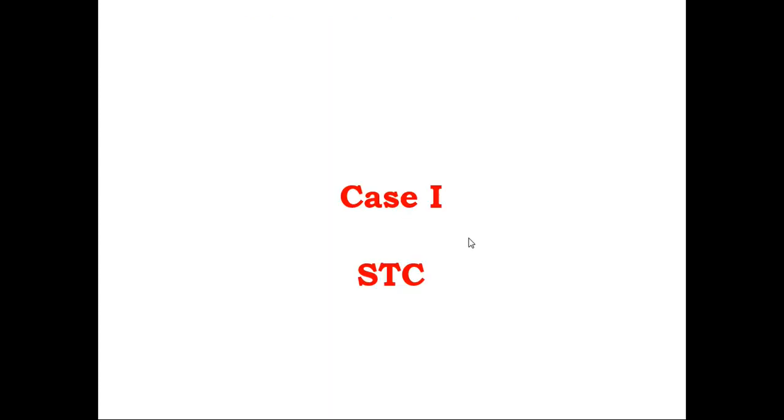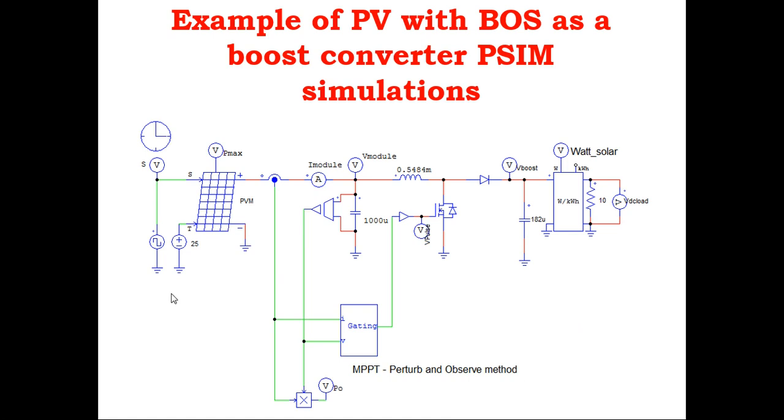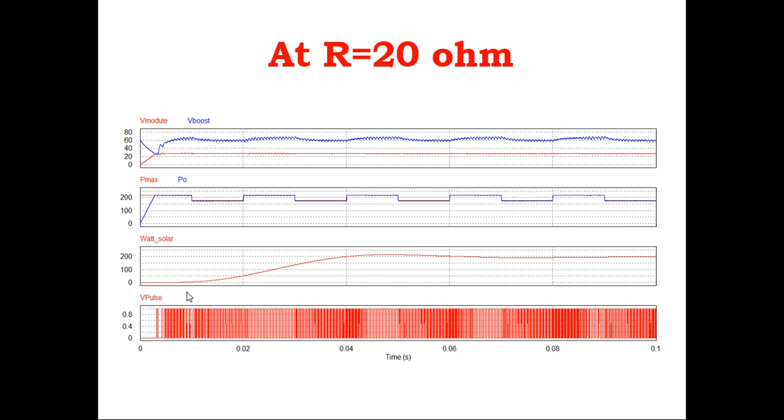So case 1. Case 1 is the standard test condition, means the input of this diagram has 1000 watt per meter square radiation and 25 degree centigrade temperature. It has been fixed, and my R is 20 ohm. In the previous section, we demonstrated with the change in radiation. In this lecture, I demonstrate the same with the change in the load pattern, means my radiation and temperature are fixed and my load is 20 ohm.